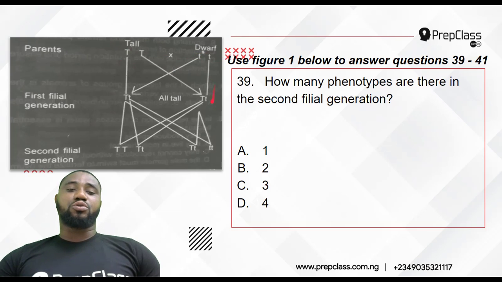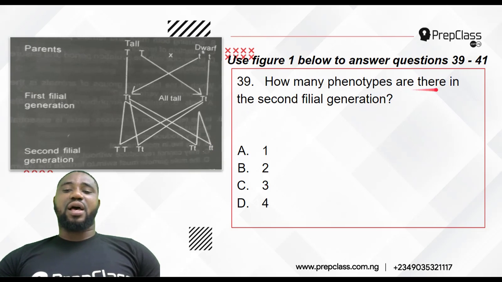So when you cross these two, you have all tall parents, but they will have the gene for shortness in them. You can see small t here. Then when this person meets somebody that has his own gene too, you see that they will have one tall child that doesn't have the gene for shortness, two tall children that have the gene for shortness in them, and one short child.